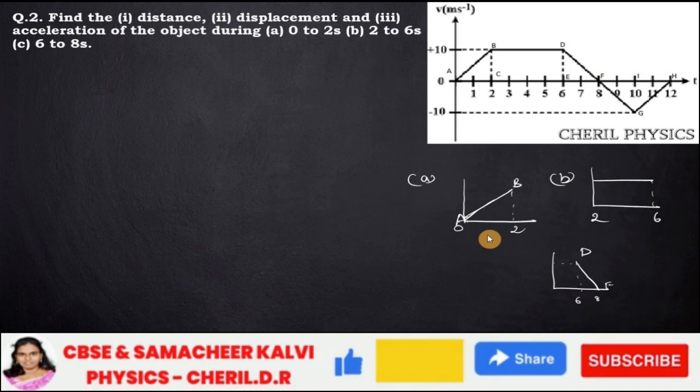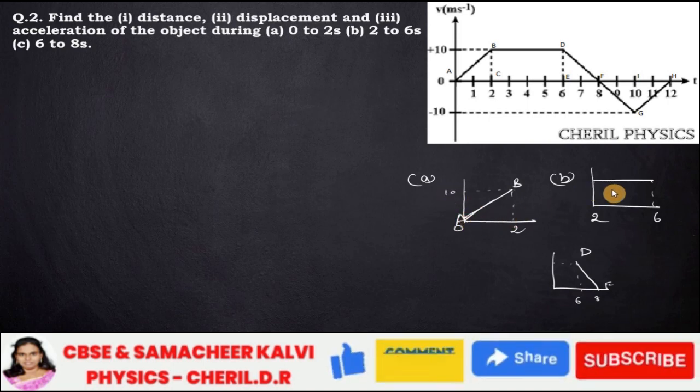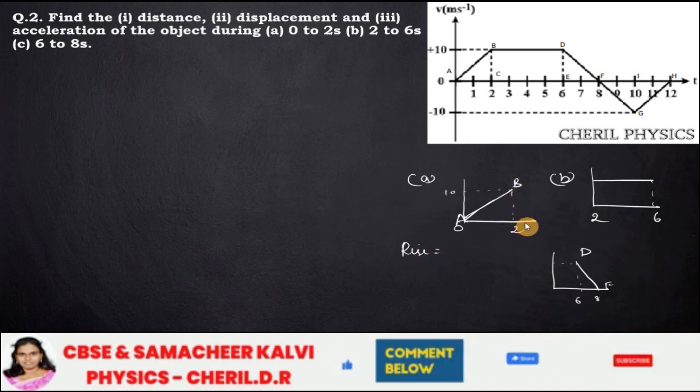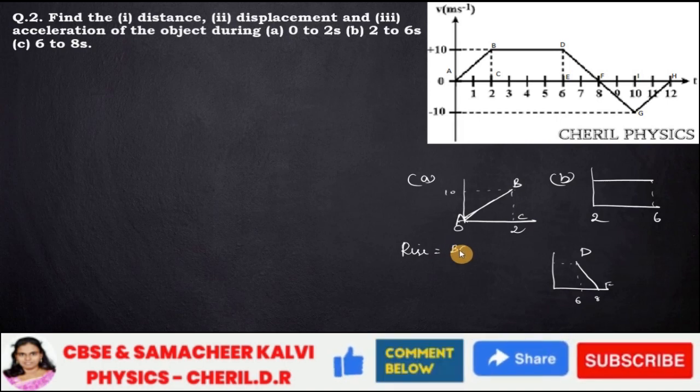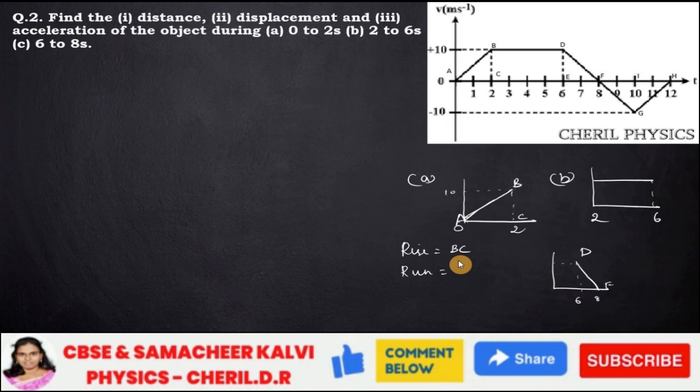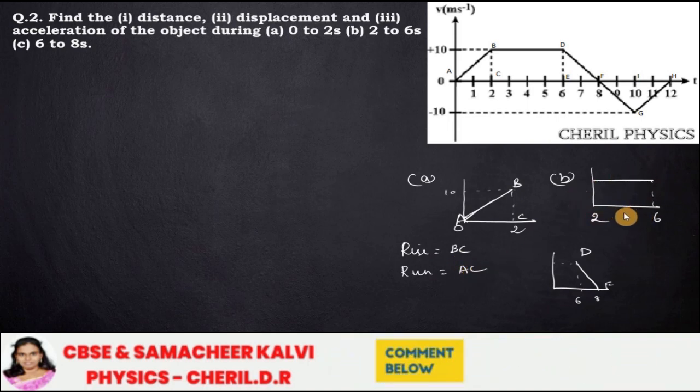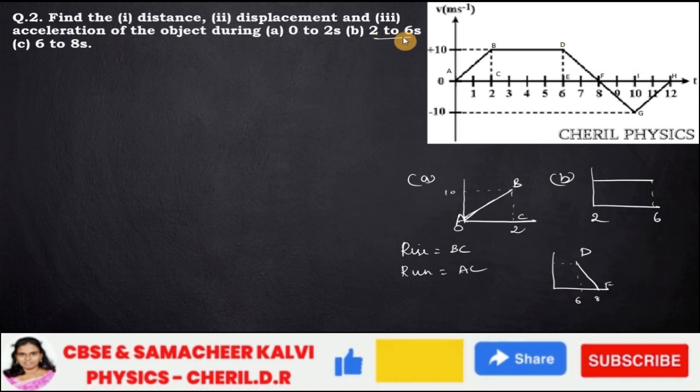Okay. So we'll write down the rise and run individually. What is this rise here? What is this value here? 10, and this is 2. So your rise is this value. Rise is BC, and your run is AC. Here you only have run, you don't have rise, so automatically this value is going to be 0.